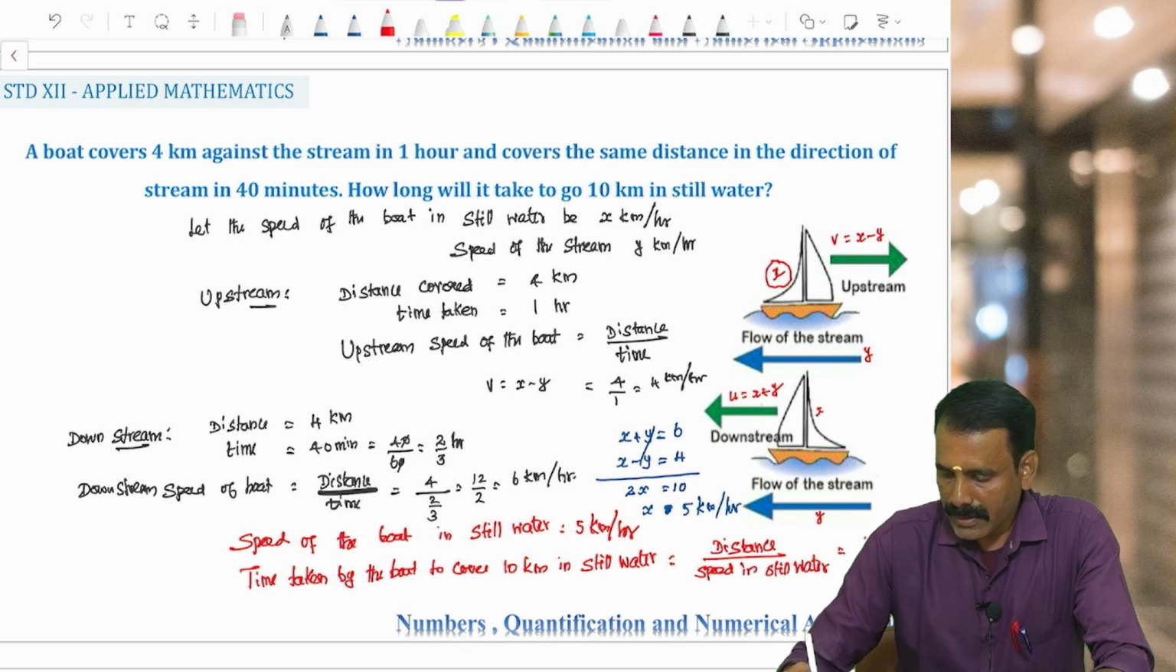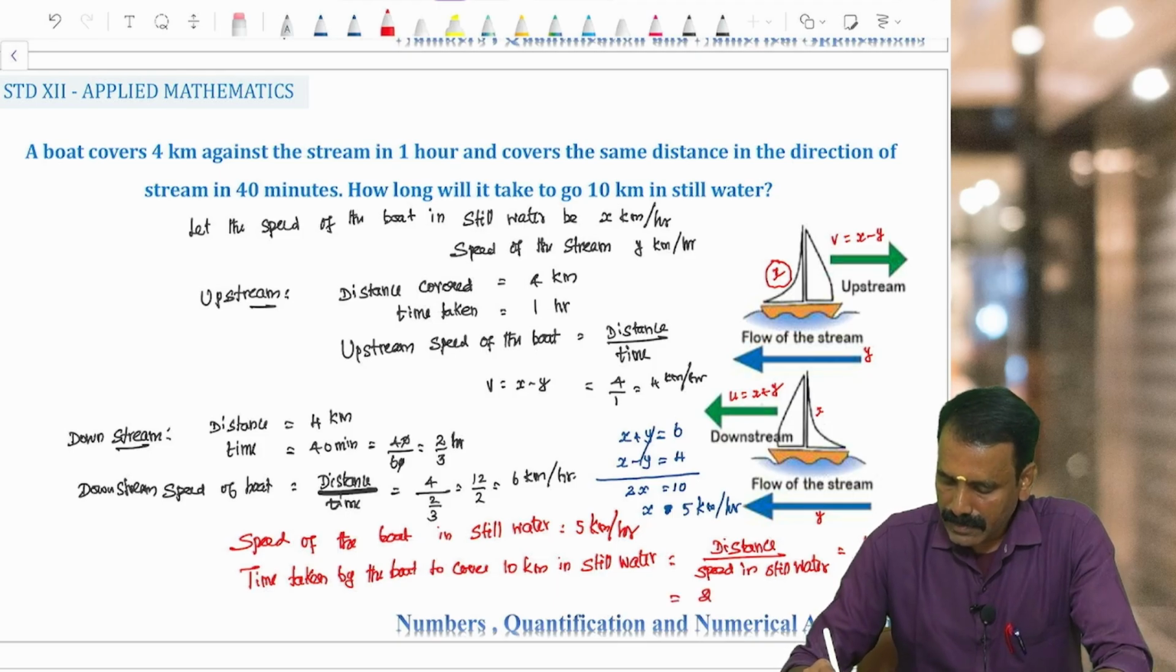It is given to be 10 divided by 5. That is nothing but 2 hours. So this is the answer.